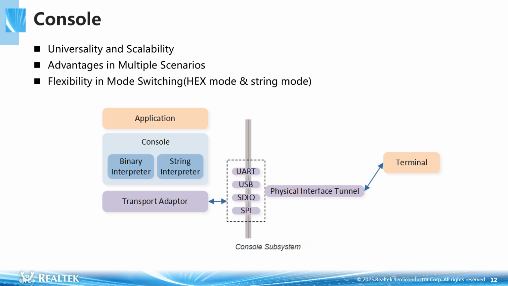Advantages in multiple scenarios. In debugging, devs use console CMDs to check vars and find errors, shortening debug time. In authentication, it validates user identities and perms for security. In auto testing, it interfaces with scripts for efficient test execution and result retrieval.